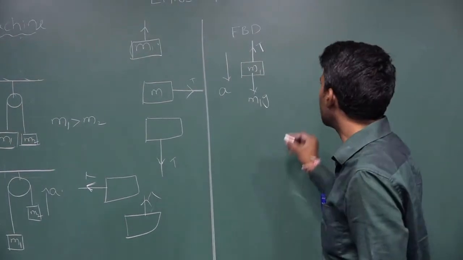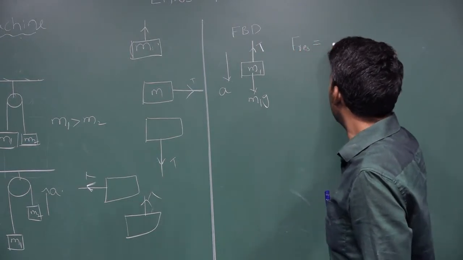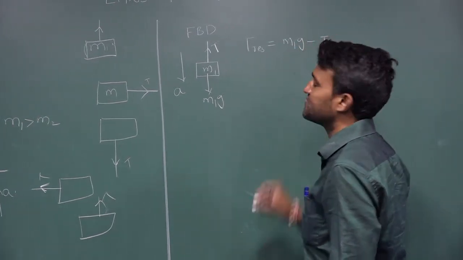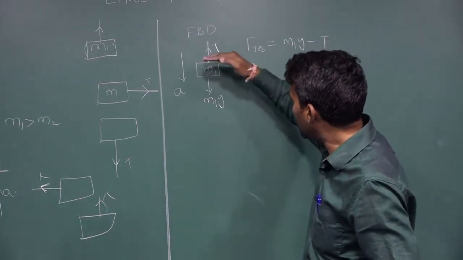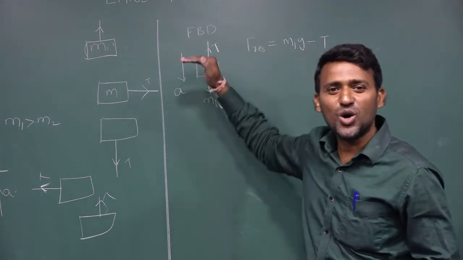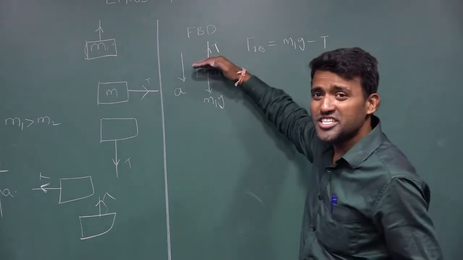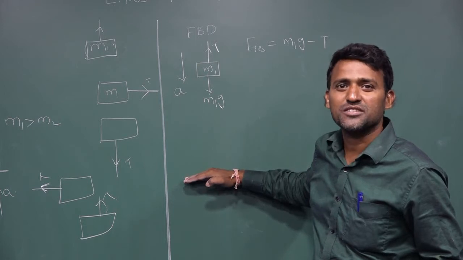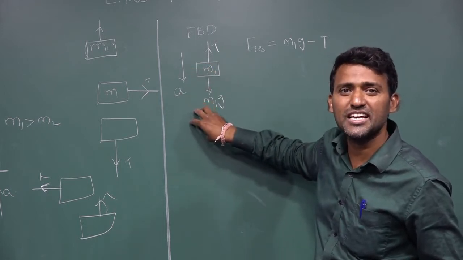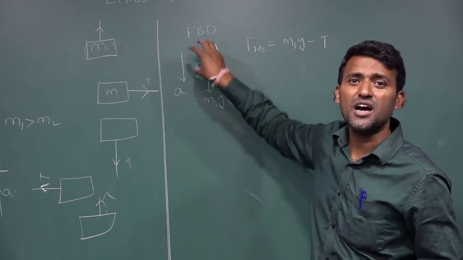Now the resultant force is equal to the downward force minus the upward force. Why do we have to write downward force minus upward force? Because the object is moving in the downward direction. When the object is moving downward, the downward force is greater than the upward force.